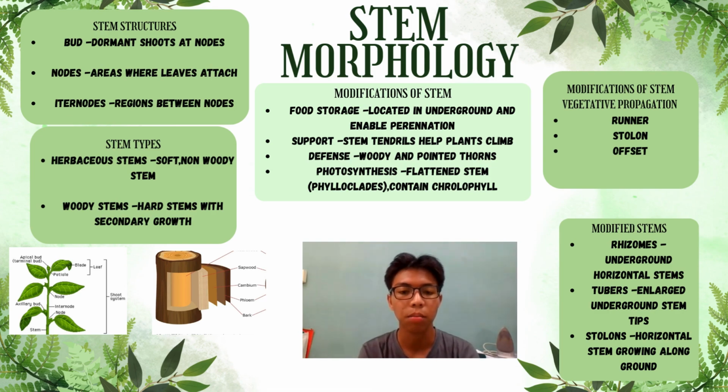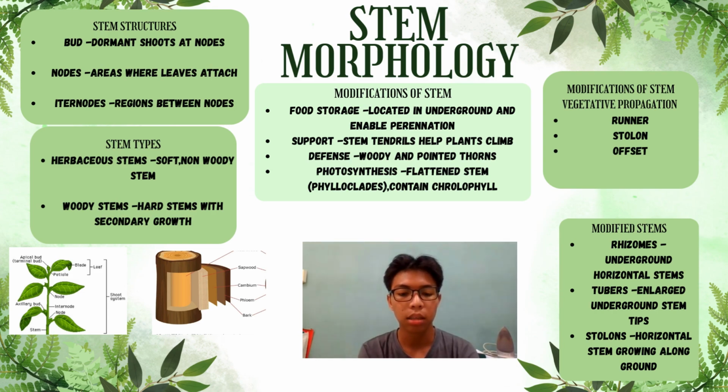And next is modification of stem. The first is food storage in modification of stem. It is located underground. And the second thing is its support system. The stem tendrils help the plant climb on wood. And the third thing is defense mechanism. The woody and pointed thorns are the mechanism of its defense.